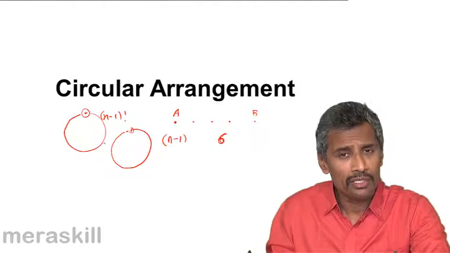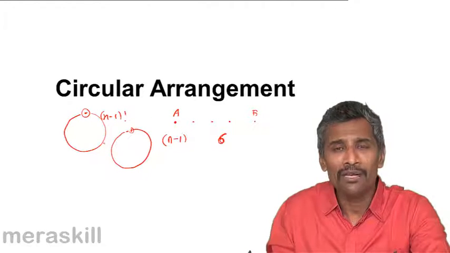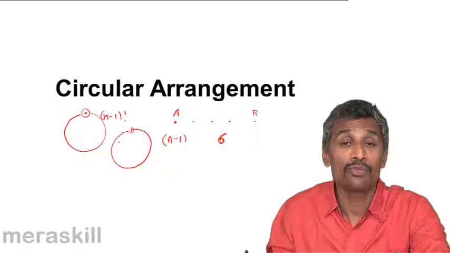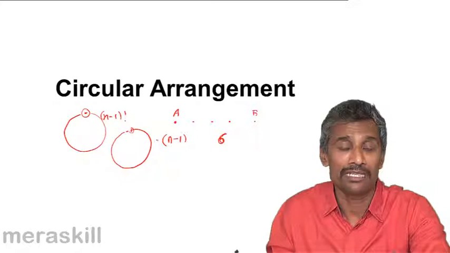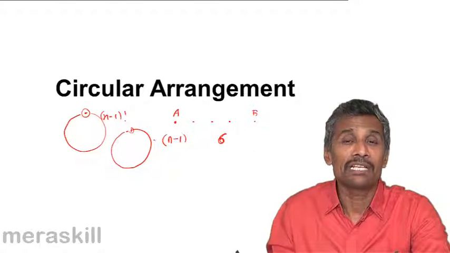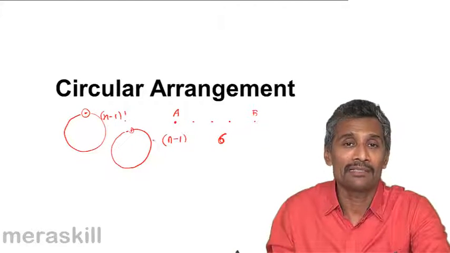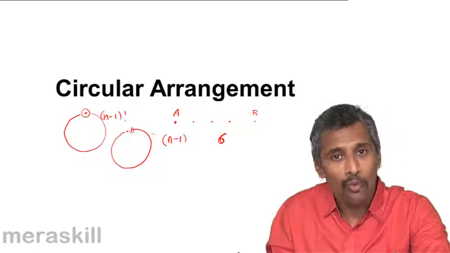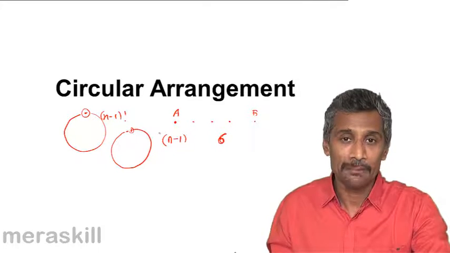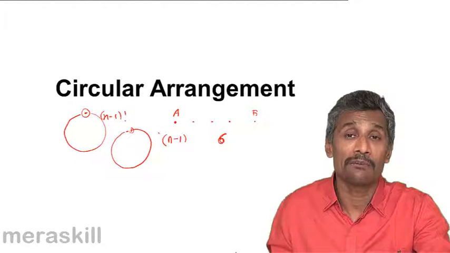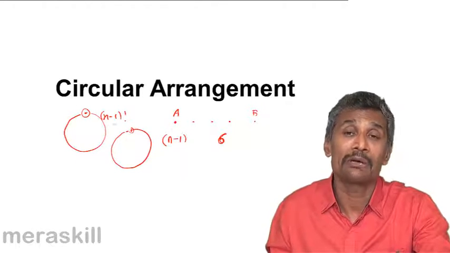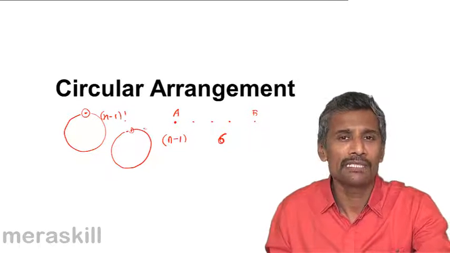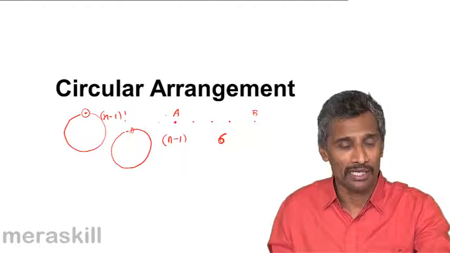So in short, to cut it short, the difference between a row type arrangement and a circular arrangement is that the number of arrangements will always be 1 less than n in all ways. So wherever we have an n, we need to subtract 1 in case of a circular arrangement, simply because the first item and the last item are one and the same.